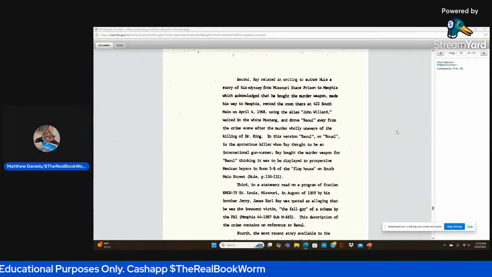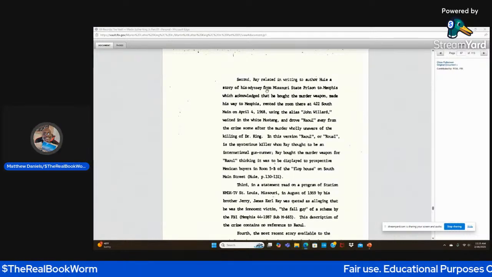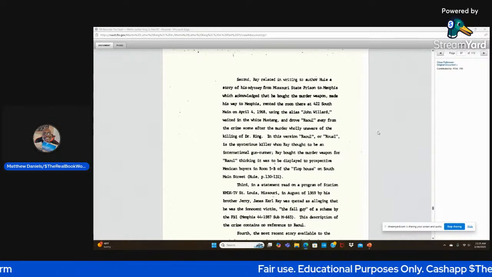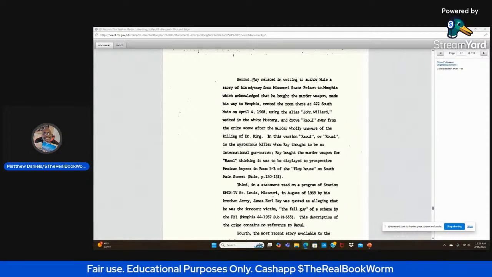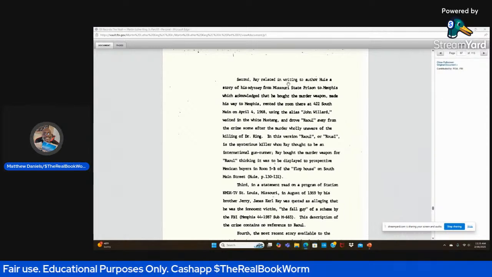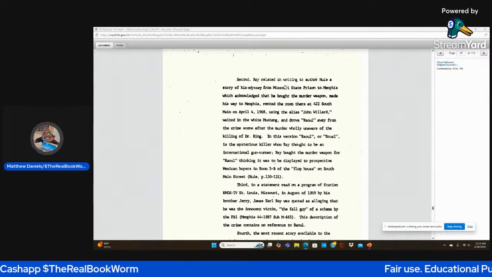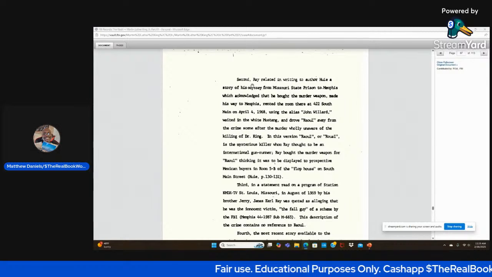Wow. In this version, I'm going to read this whole paragraph again. I want this to sizzle in your spirit. The second theory. Ray related. This is coming from James Earl Ray himself. Now, you know, he could be a goddamn liar, this escaped convict, but let's listen to what he has to say.